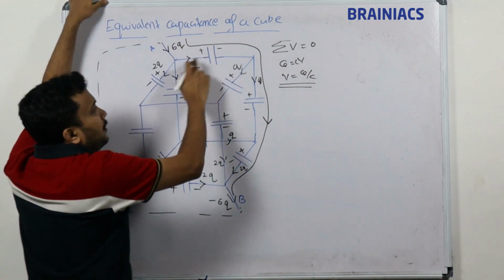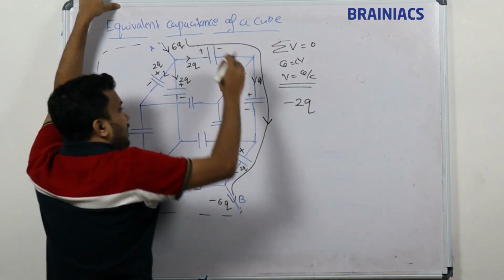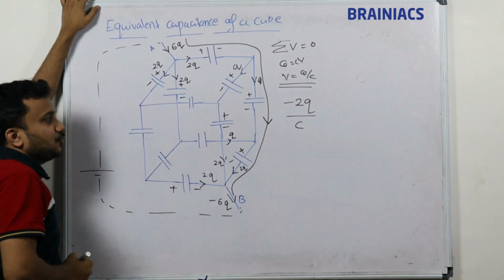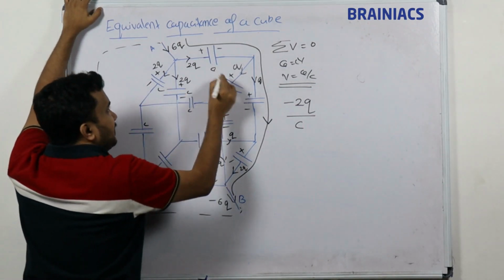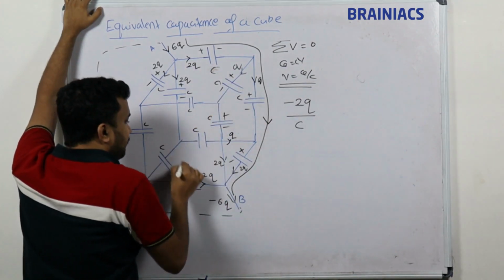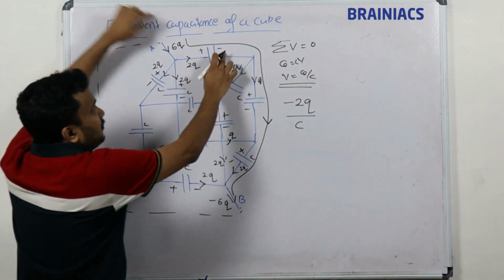Here 2Q, we are going from plus to minus, so we are decreasing, so minus 2Q by C. Each capacitance value is assumed to be C. You can mark C, C, C everywhere. If any specific values are given in the question, then we have to use that value, else C. So minus 2Q by C, this voltage is over.